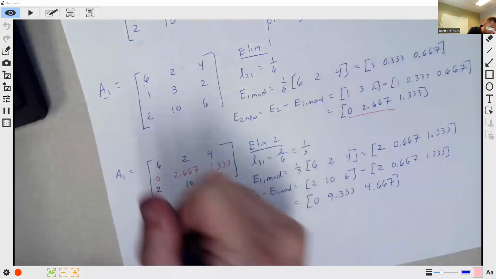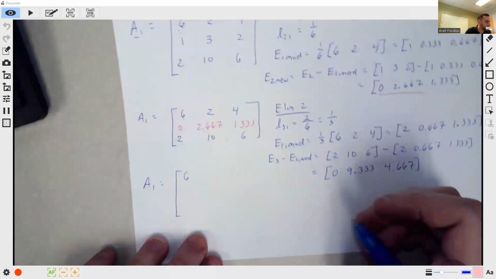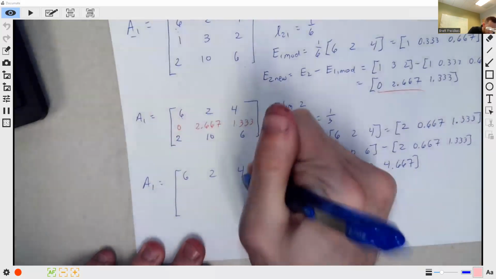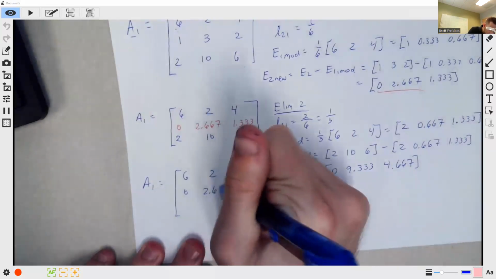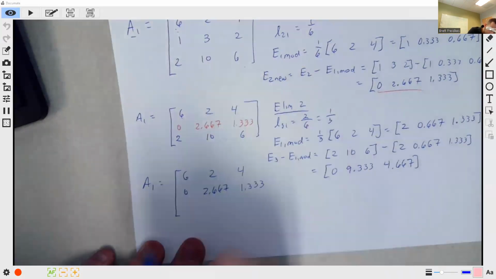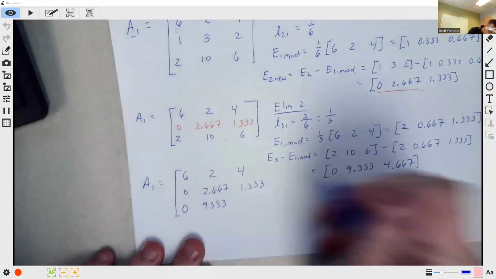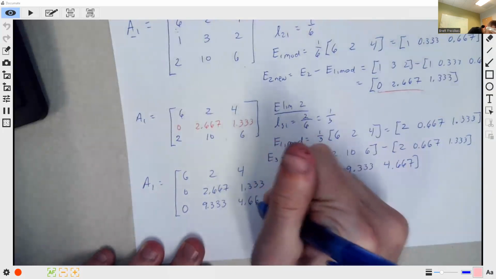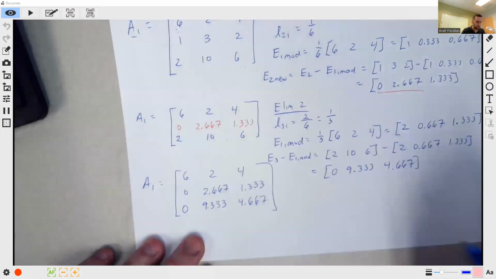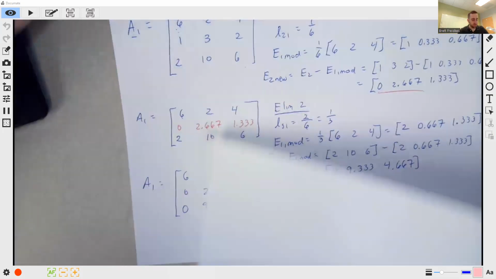And that will be our new matrix. So this is going to be 6, 2, 4, 0, 2.667, 1.333, 0, 9.333, 4.667. So that is our new matrix. I'm going to use a different piece of paper now to continue this.